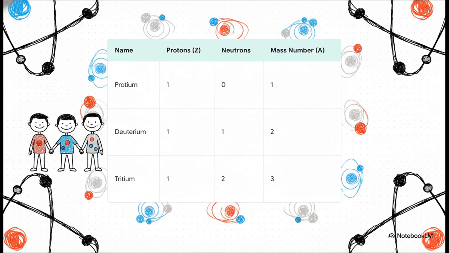It has 1 proton and 0 neutrons, so its mass number is 1. The second brother is called deuterium. It also has one proton, of course, but it has one neutron as well, so its mass number is 2. And the third brother is tritium. It has one proton and 2 neutrons, giving it a mass number of 3. See? All of them are hydrogen atoms because they all have one proton, but they just have different masses.